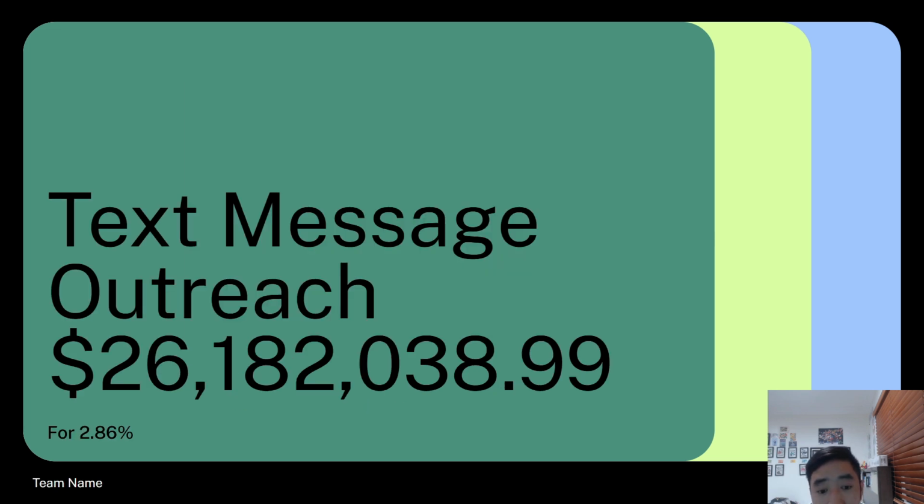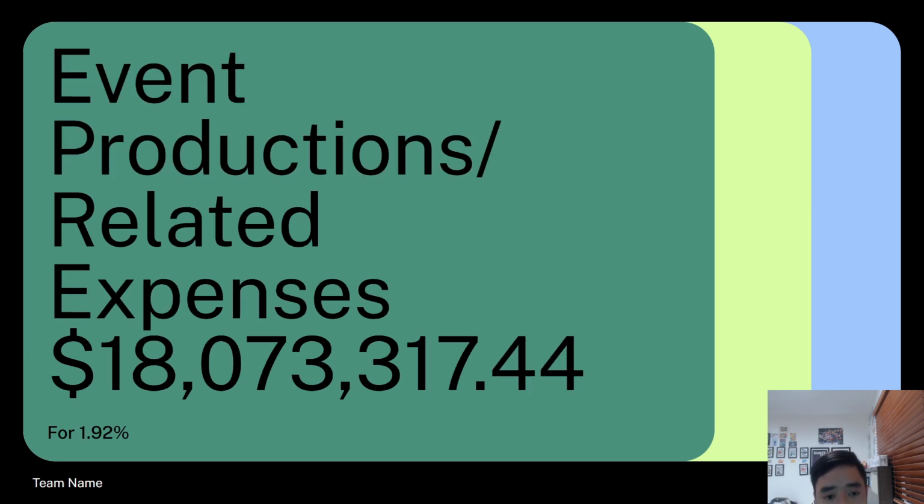And then there's text message outreach for $26,182,038.99, for 2.86% of the total spending. So if you got those text messages, like, oh hey, vote, this would be where most of the money went. I got a bunch of texts like, hey, you should vote and stuff like that. So that should be what that's for.